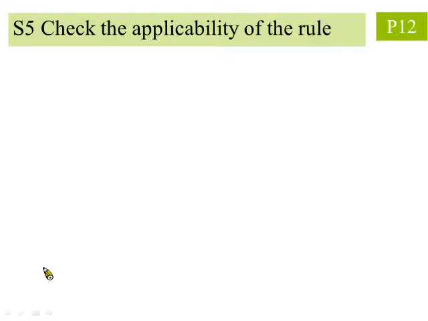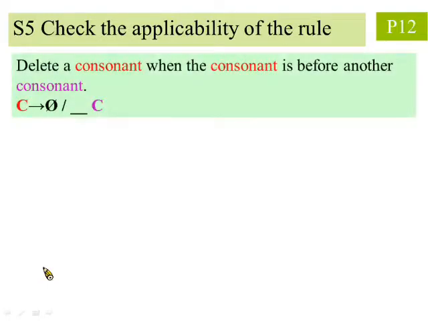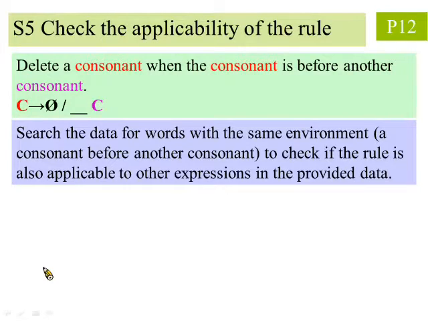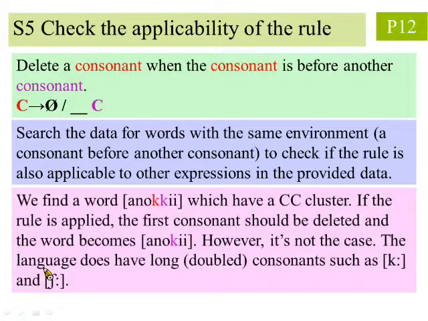Step 5. We check the applicability of the rule. From the last step, we got this rule. And so, we search the data for words with the same environment, namely, a consonant before another consonant, to check if the rule is also applicable to other expressions in the provided data. We find this word, which we can see has a k double consonant cluster. If the rule is applied, then the first k should be deleted and the word becomes this.